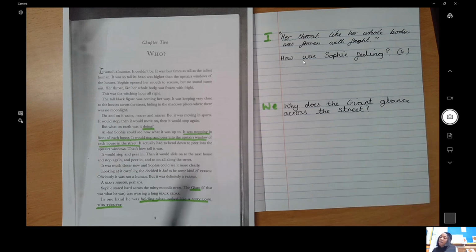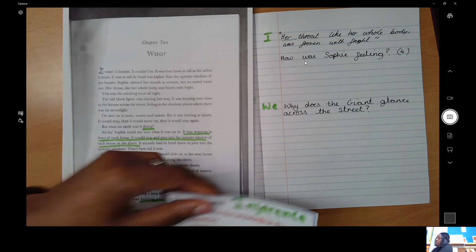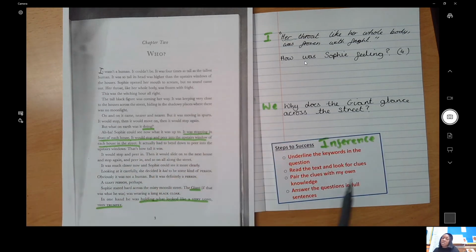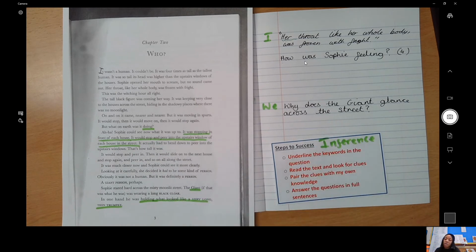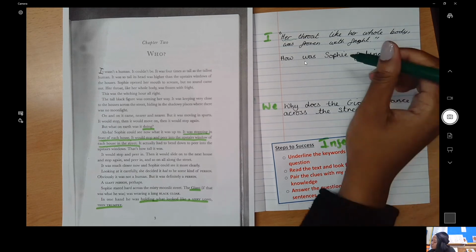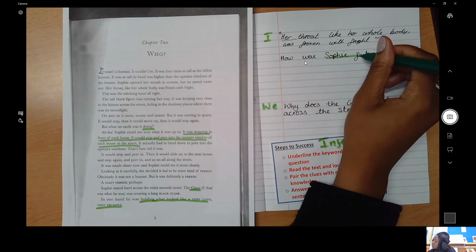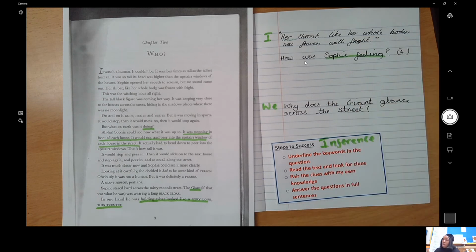With our inference questions, there's a different set of steps to success, because the answers are not explicitly in the text. I can't just look for the same keywords and find them in the text because they may not be there. But what I'm still going to do is underline the keywords in the question, which is my first step. It says, how was Sophie feeling? So I know I'm looking for how Sophie is feeling. I'm underlining those keywords because it's still important for me to know what I'm looking for.